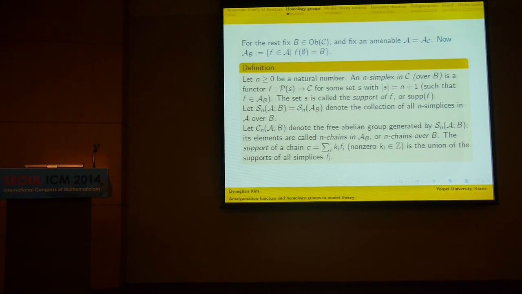Because the two-dimensional simplex is a triangle, there are three vertices. So actually, this support somehow represents the vertices, right? The two-simplex has three supports, so it is a triangle, and the three-simplex is the three-dimensional simplex, which is actually a tetrahedron. So there are four vertices and so on.